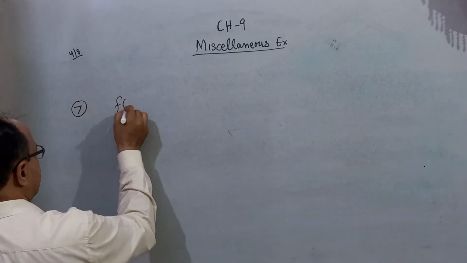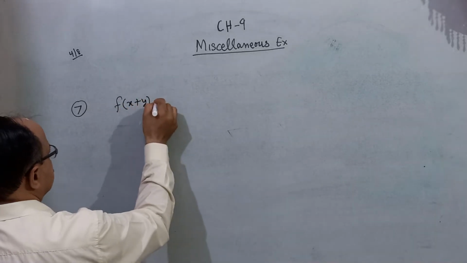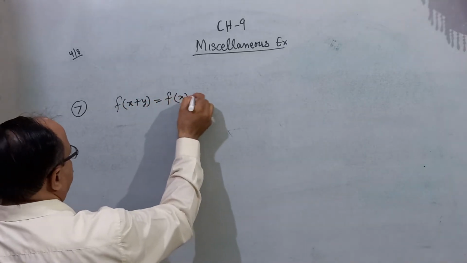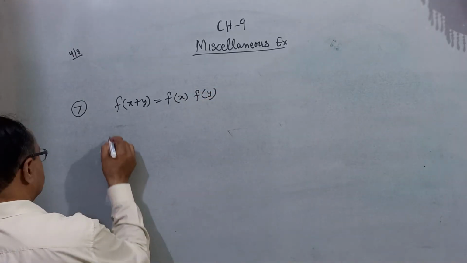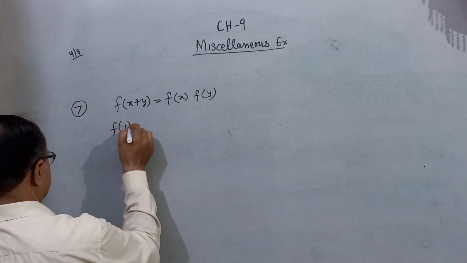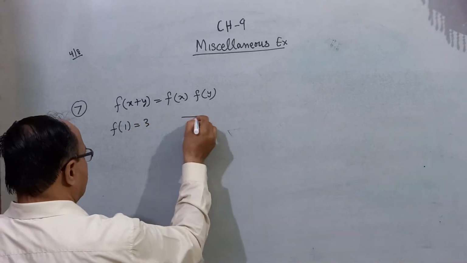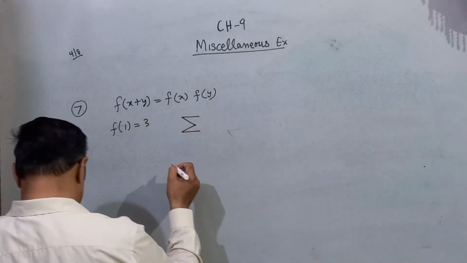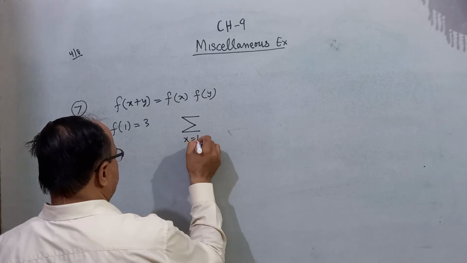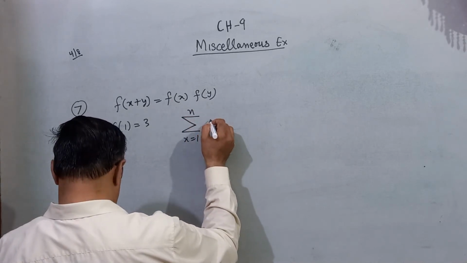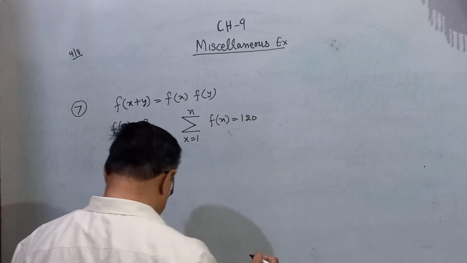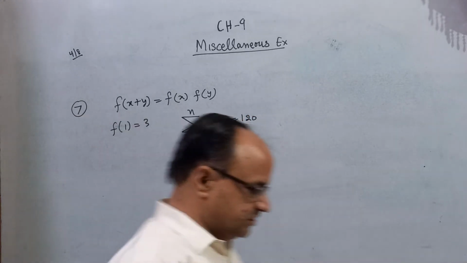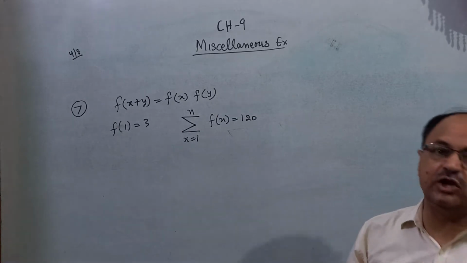In this question, f of (x plus y) is given as f of x into f of y. And what is given? f of 1 is given, that is 3, and the summation of f of x from x equal to 1 to n is given as 120. Find the value of n in this question.